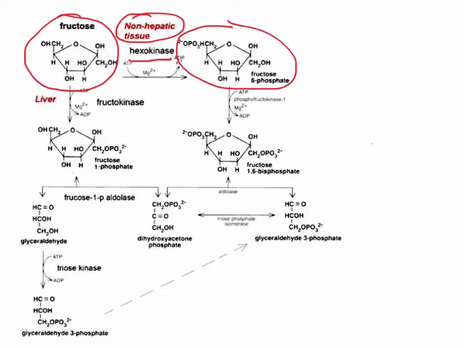In the liver, glucokinase is specific for glucose and cannot phosphorylate fructose. So we need an additional enzyme in the liver, fructokinase. Fructokinase phosphorylates fructose at carbon 1 rather than carbon 6. Most of the fructose in the diet is metabolized in the liver, not in peripheral tissues. So this is the predominant route for fructose metabolism.